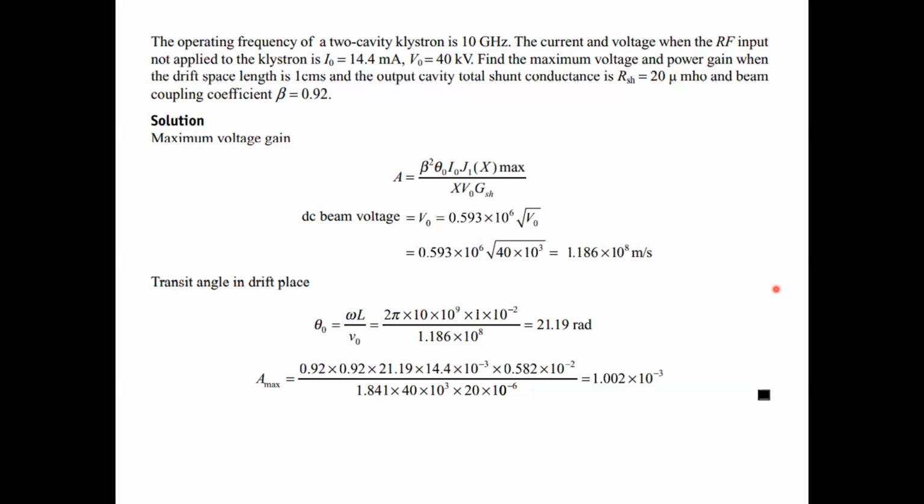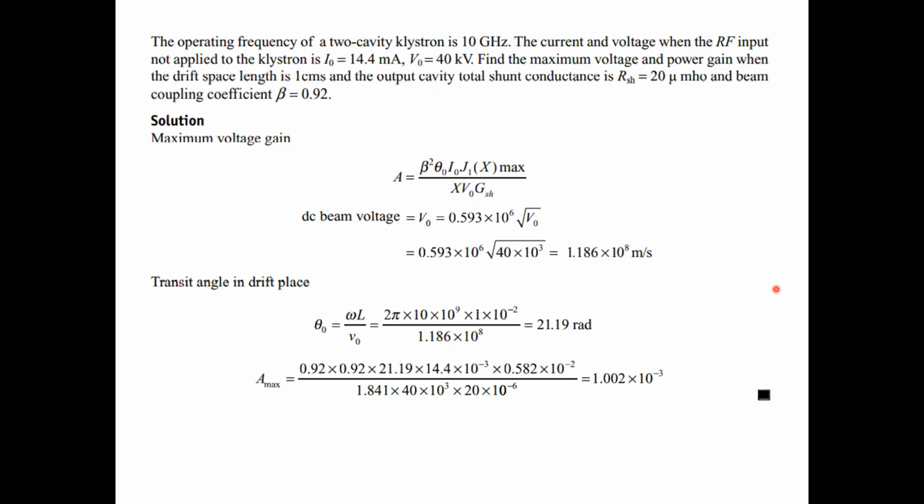On screen, we have capital A equals B square theta naught I naught J1 of X maximum value for this J1 of X in the numerator, divided by capital X into V naught into G shunt. The capital X value we already have, so try to solve the capital X. How do we calculate the beam voltage V naught? We have from the previous exercise 0.593 10 power 6 square root of V naught. Import the value, and we obtain 1.186 10 power 8 meters per second.